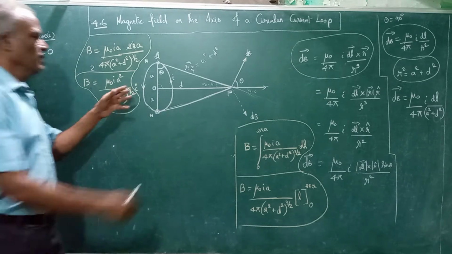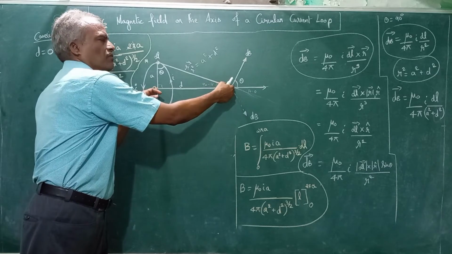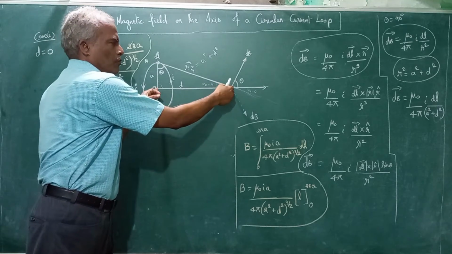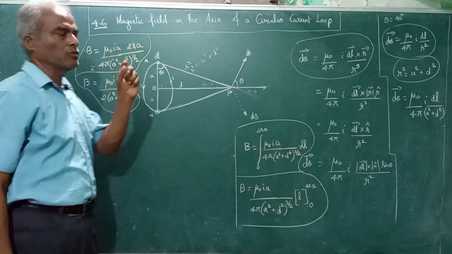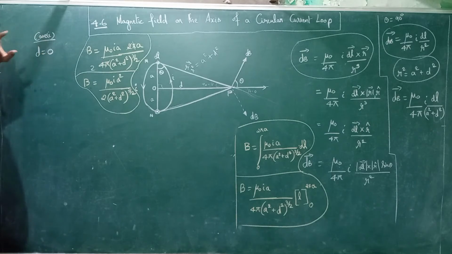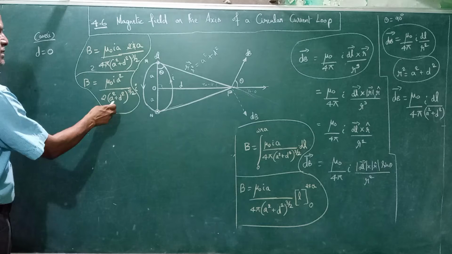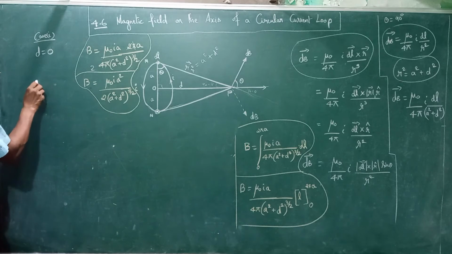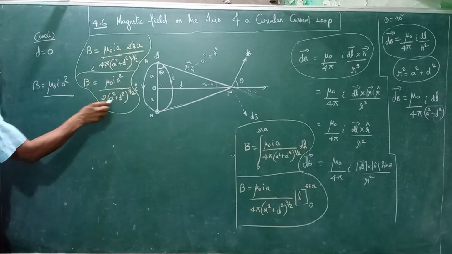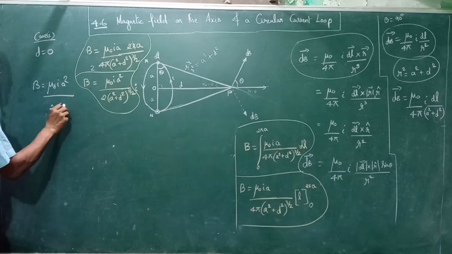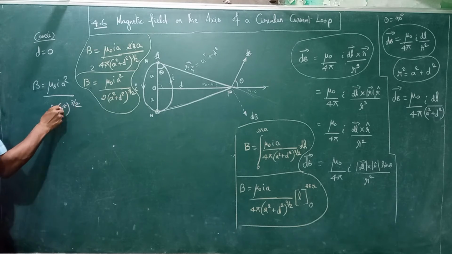Case 1 is you have a point of consideration at a distance of d from the center of the circular coil. Now you make this distance slowly decreasing and at one point it becomes 0. That means d value equal to 0. So case 1, if d equal to 0 means we are considering at the center of the coil. So what happens is this value becomes 0. Therefore B is equal to mu naught I a square by 2 a square power 3 by 2. Since d is 0, so this 2 gets cancelled.